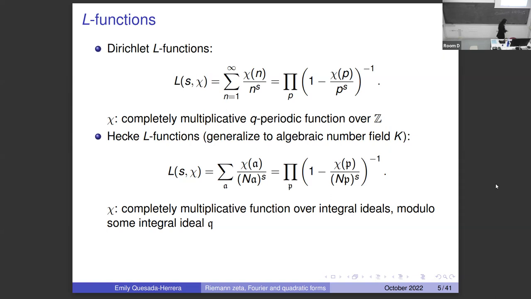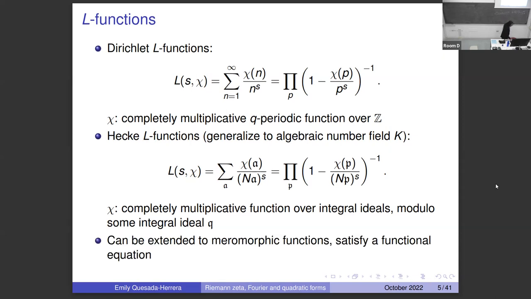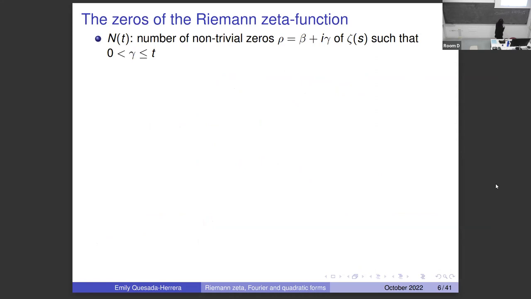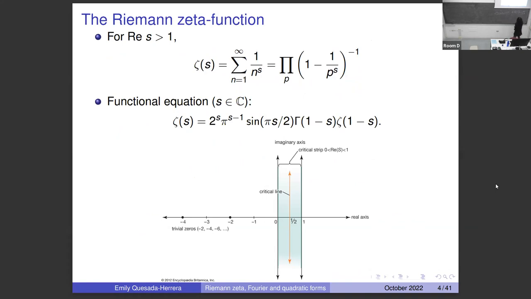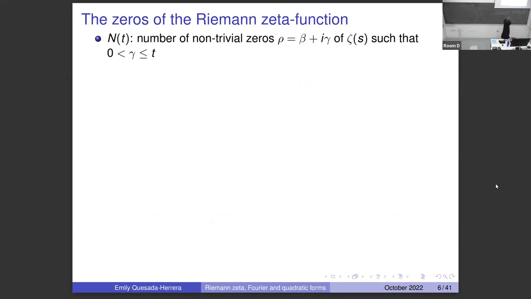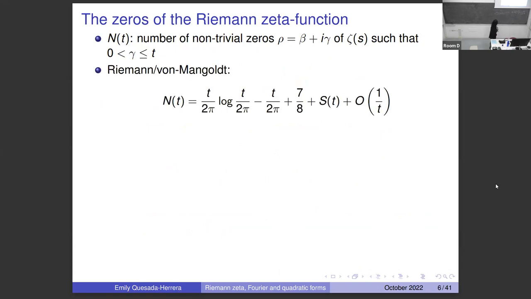And let's see what we can say about the zeros. So first, we want to count how many zeros there are up to a certain height. So let's go back to this graph. We want to count the zeros inside this region in the critical strip from 0 to a certain height t. So the number of zeros inside this region is what we call N of t. And using a little bit of complex analysis, the Riemann-von Mangoldt formula gives us a very precise way to estimate this number of zeros. We first have a continuous part, and we have this special function S of t and a very good error term.